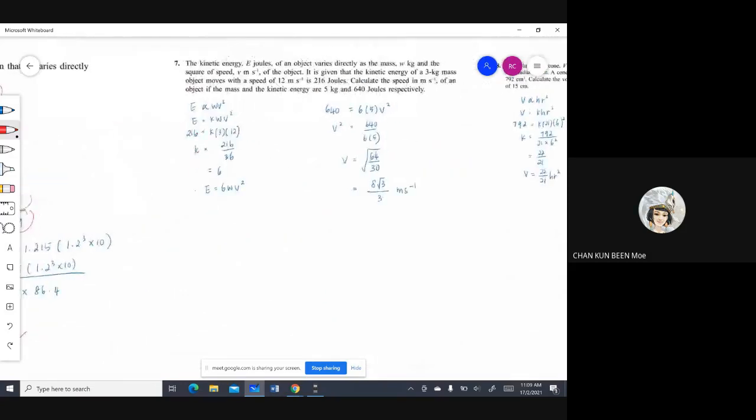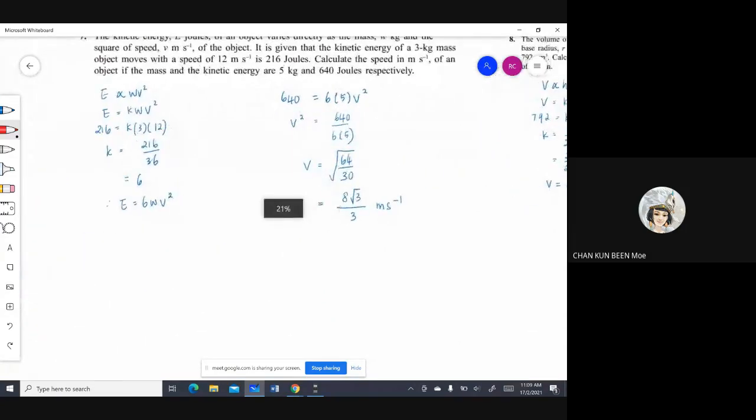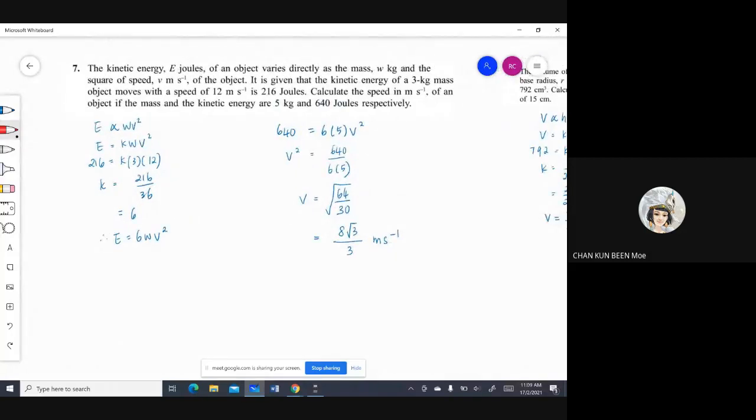This is question number 7. Okay, the kinetic energy E joules of an object varies directly as the mass, W kilogram, and the square of speed. So this is the relation that we have, which is E varies directly as W V squared. Okay, so you change it to the form of equation, and then you substitute all the values that are given over here, the 3, 12, and 216. Then you get the value of K equal to 6. Therefore, E is equal to 6 W V squared.